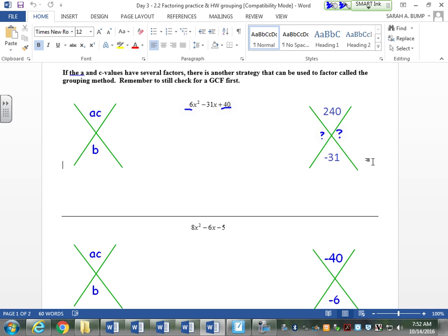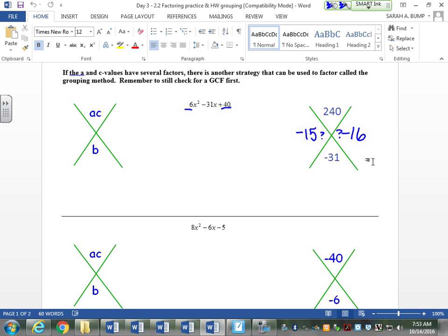They have to both be negative. And this works because a negative 15 times a negative 16 is positive 240, and a negative 15 minus 16 is a negative 31. Now, these are not the numbers that go in your binomial factors. So that's why I said this method is a longer strategy.